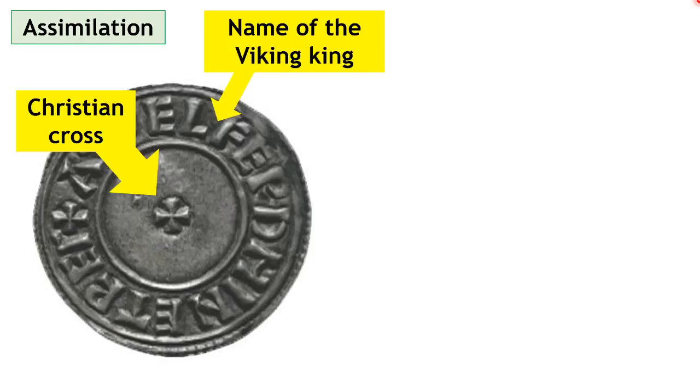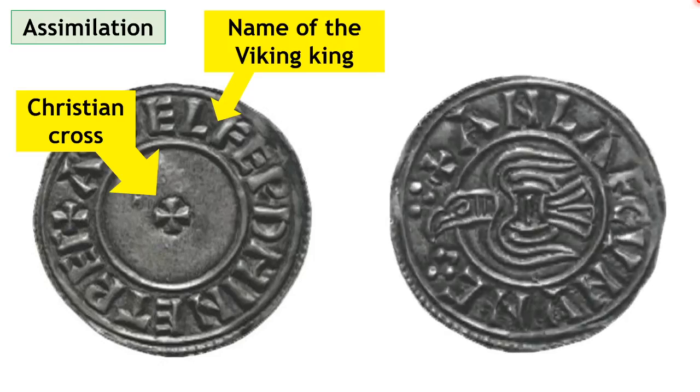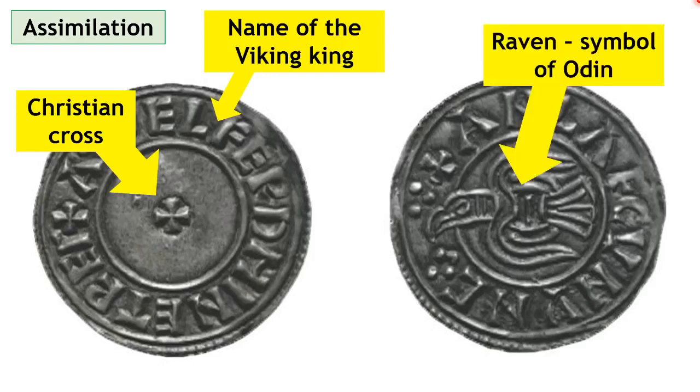And we don't have to look very far to see that the Vikings were not committed. All we have to do is turn the coin over to the other side. Because on the other side of this coin, there is a bird in the middle. And this bird has got an important place in Norse religion because this bird is a raven. And you guys know that the ravens were the helpers of Odin. They were his symbol. So this is very confusing for us.